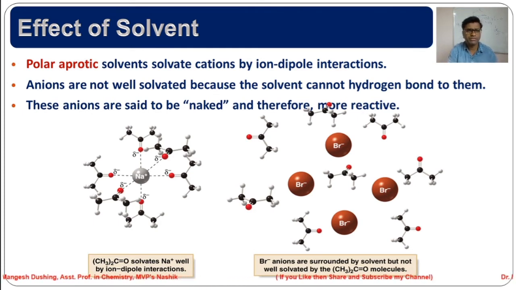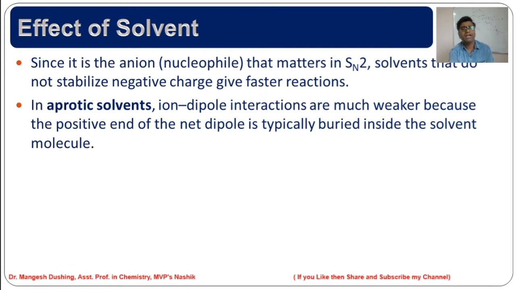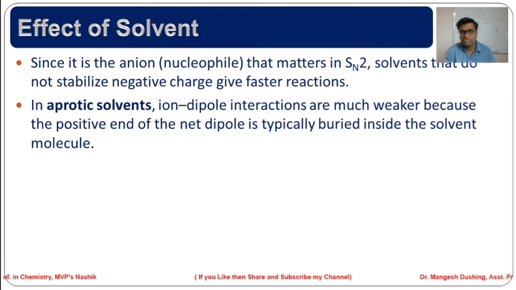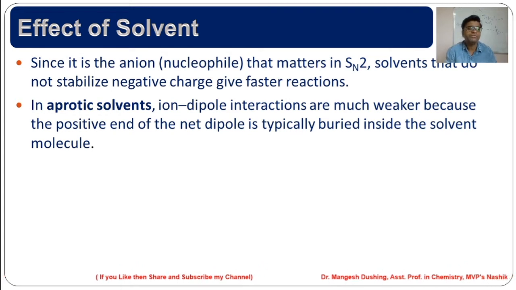So this is the difference between polar aprotic solvents and polar protic solvents. In polar protic solvents, whatever nucleophiles are there become very well stabilized and unreactive because of hydrogen bonding. But in polar aprotic solvents, nucleophiles do not form a hydrogen bond with the solvent, so they become more reactive and free to attack the substrate. Since it is the anion, the nucleophile, that matters in SN2 reactions, solvents that do not stabilize the negative charge give faster reactions, as we just saw.